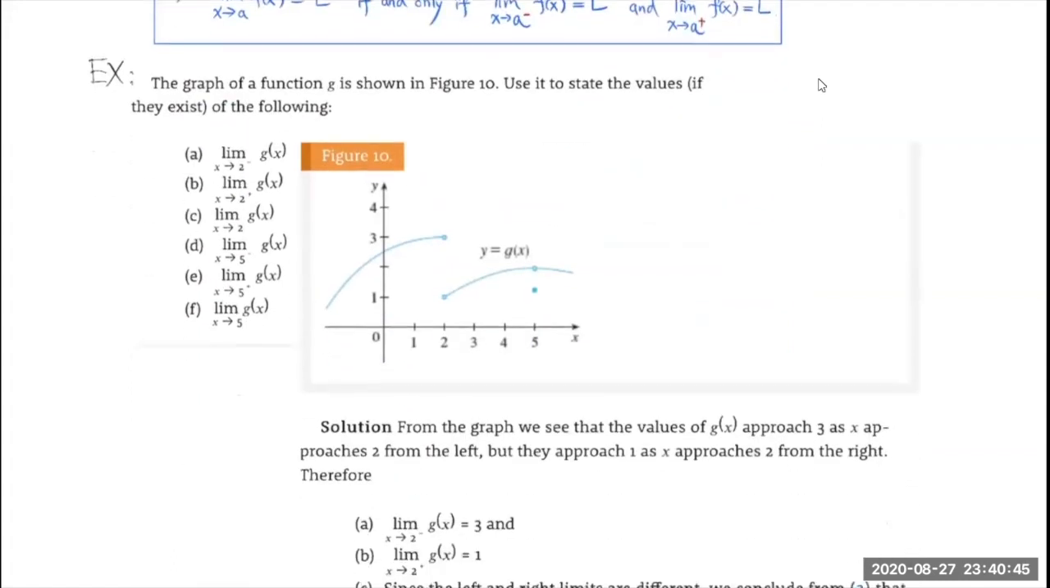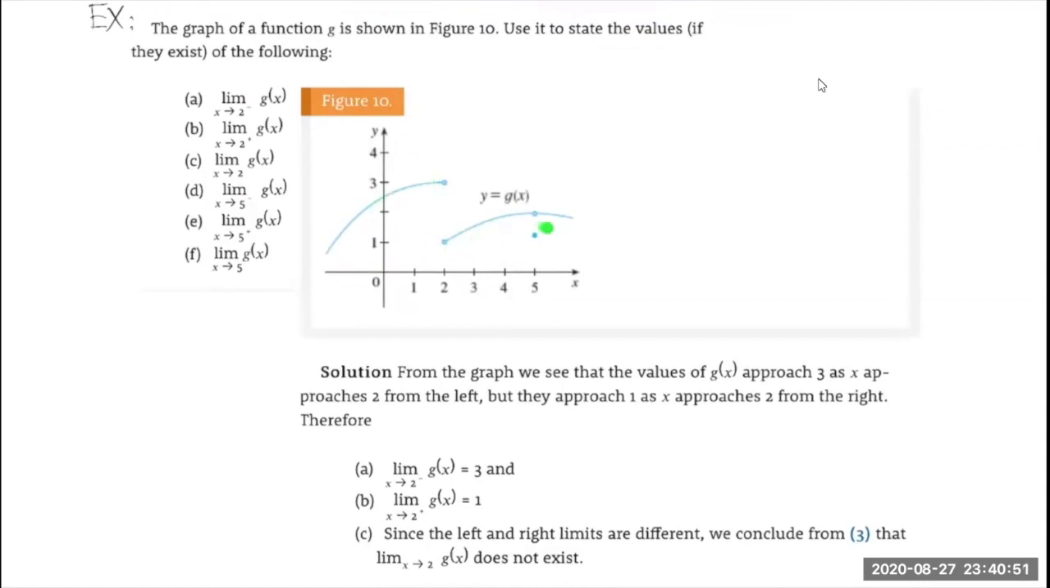Okay, so take a look at this example right here. This is a graph of a function g, which is given. The first one here is the left-hand limit of this function at 2. So 2 is right here. As x approaches 2 from the left side, we have to go along the curve. The function value is getting closer and closer to this number, 3. So the left-hand limit of the function at 2 is equal to 3.